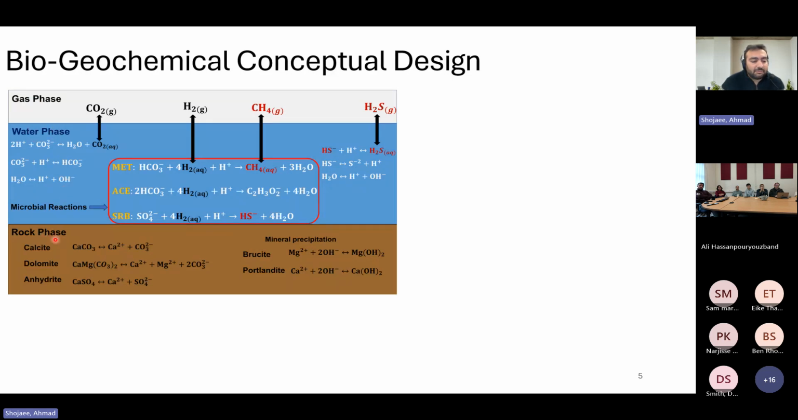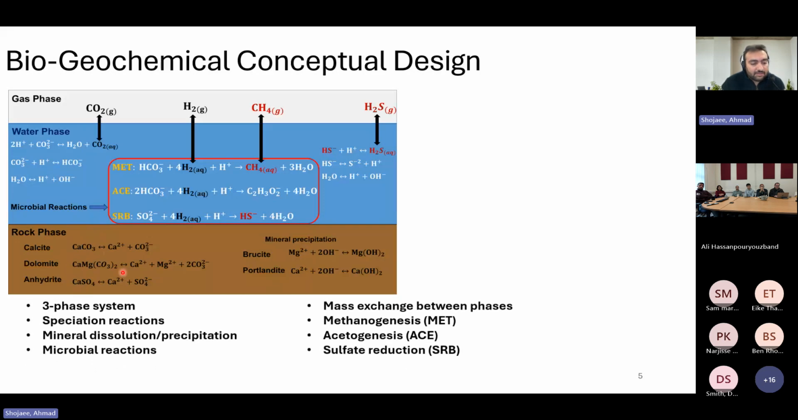In the rock phase, we may have some minerals, and these minerals are in equilibrium with the water phase. We may have calcite, dolomite, anhydrite, and any other minerals we can add to this system. In the water phase, we will have speciation reactions. For example, here I put carbonate system speciation reactions, and here the sulfide system speciation reactions. In the gas phase, we may have CO2. It may be used as a cushion gas, or maybe it is present in the reservoir initially, as well as methane and hydrogen. So we are injecting hydrogen.